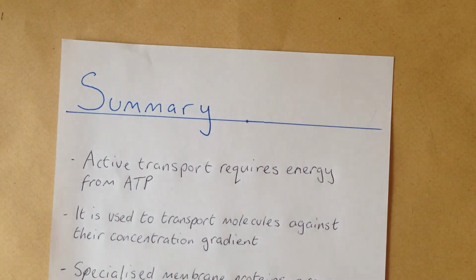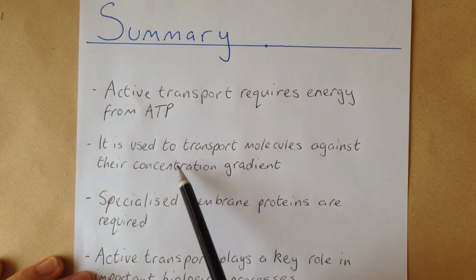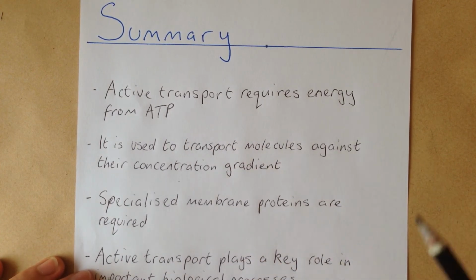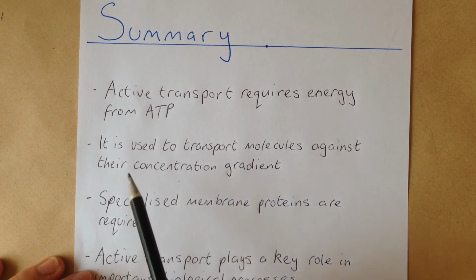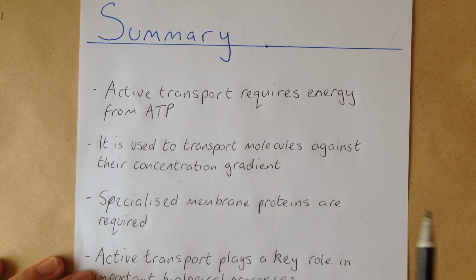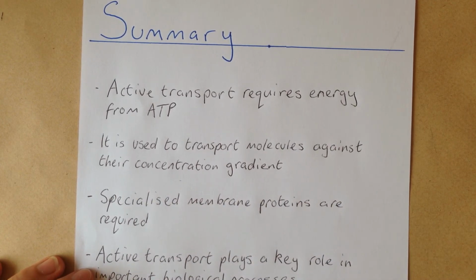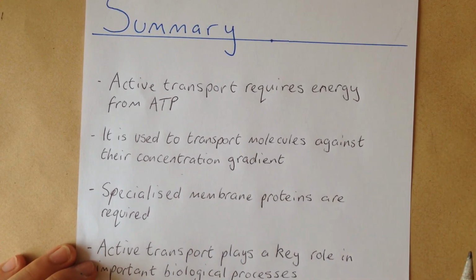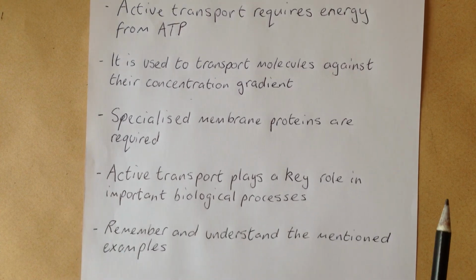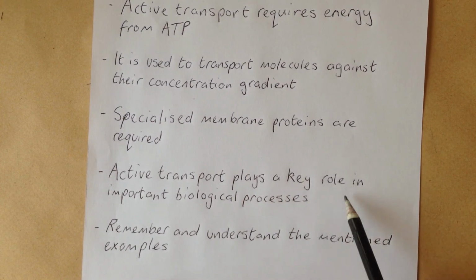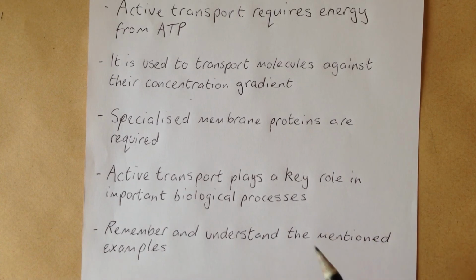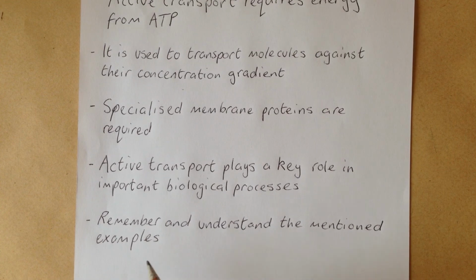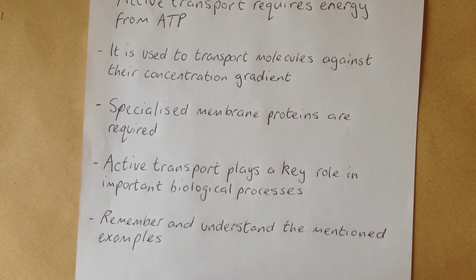And so in summary, active transport requires energy from ATP, the hydrolysis of ATP, and it is used to transport molecules against the concentration gradient. Specialized membrane proteins are required to do this, or active transporters. And this active transport plays a key role in important biological processes, as I exampled with sucrose loading into the phloem. And remember that you need to know and understand the examples that I've mentioned.